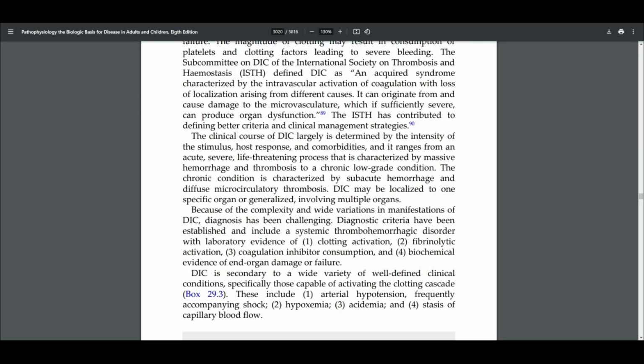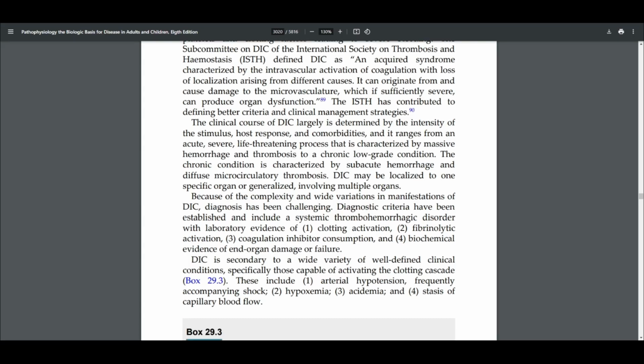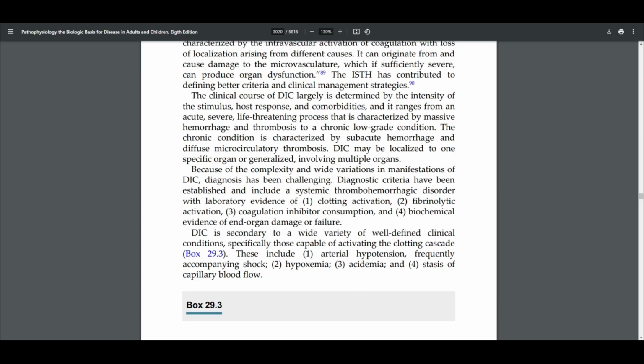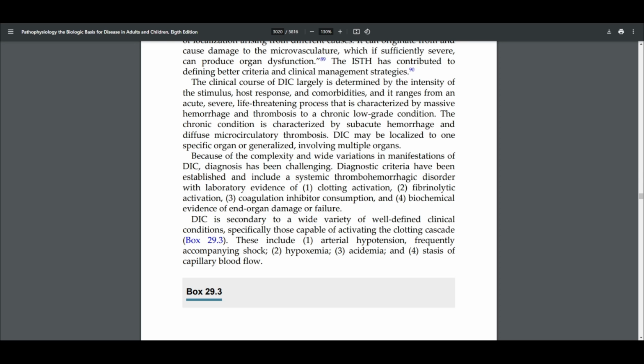The clinical course of DIC largely is determined by the intensity of the stimulus, host response, and comorbidities, and it ranges from an acute, severe, life-threatening process that is characterized by massive hemorrhage and thrombosis to a chronic low-grade condition. The chronic condition is characterized by subacute hemorrhage and diffuse microcirculatory thrombosis. DIC may be localized to one specific organ or generalized, involving multiple organs. Because of the complexity and wide variations in manifestations of DIC, diagnosis has been challenging.